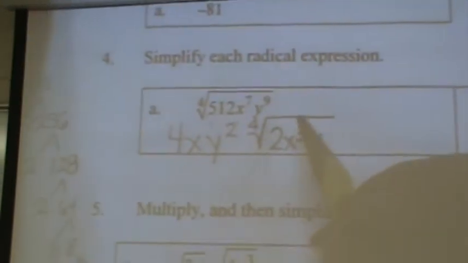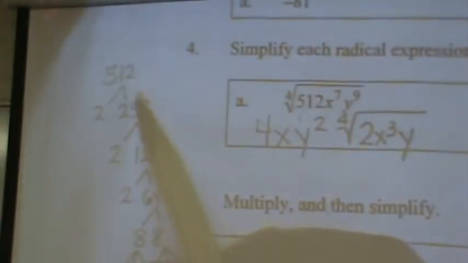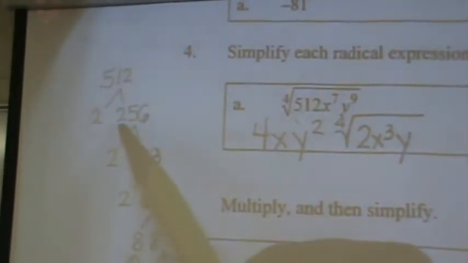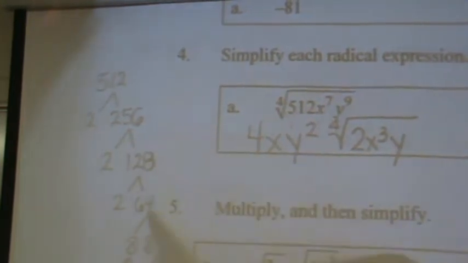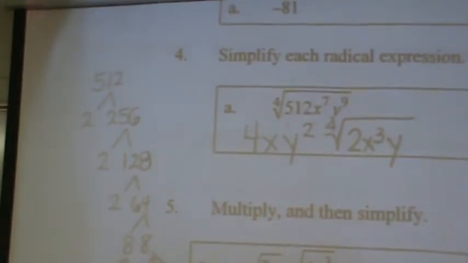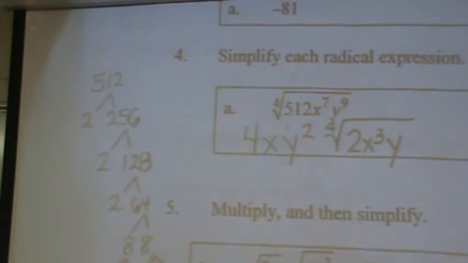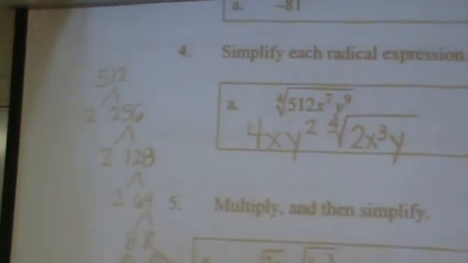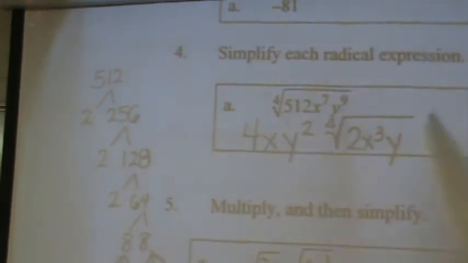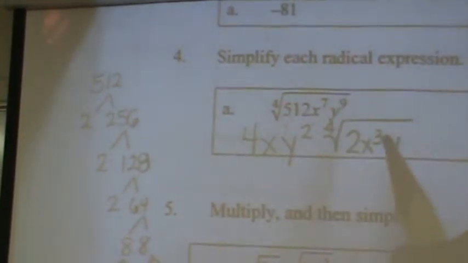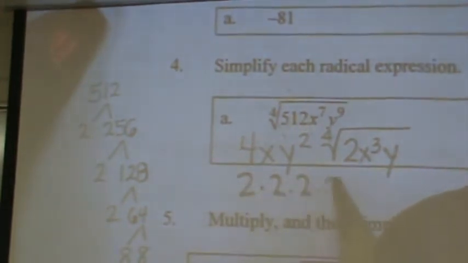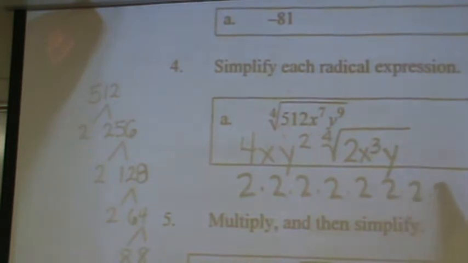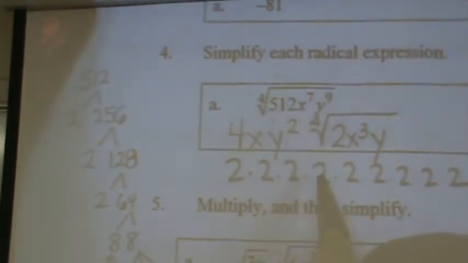For 4, you're looking for 4 of a kind. What I have here on the side, I took the number 512 and I broke it down. 2 goes into it, 256, 128, 64, then 8 times 8, and 8 times 8 is 6 2s. So how many 2s do you have? 1, 2, 3, 4, 5, 6, 7, 8, 9. There's 9 of them. So how many groups are you going to take out? If you have 9, this is what you need to see.